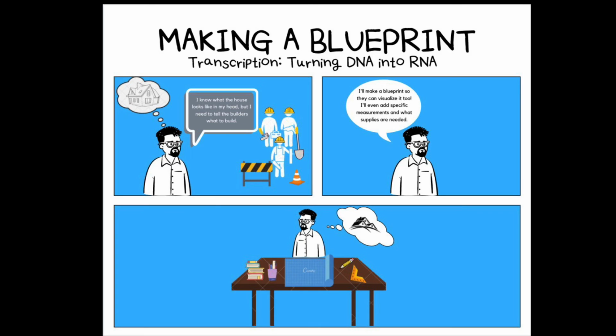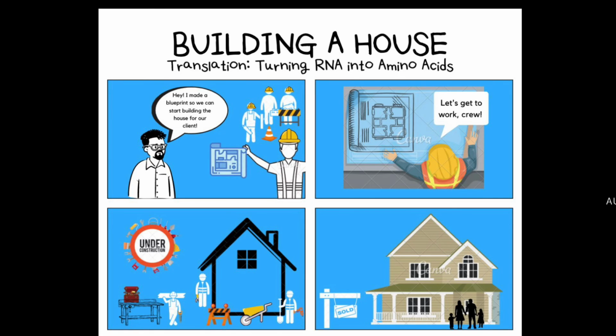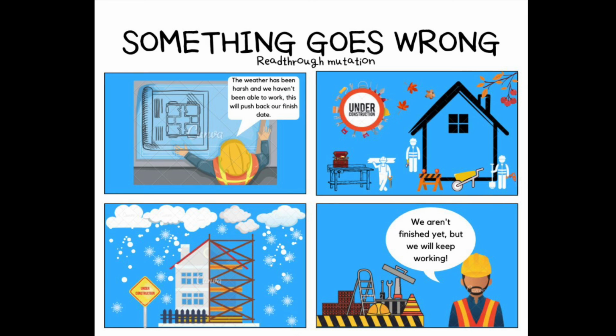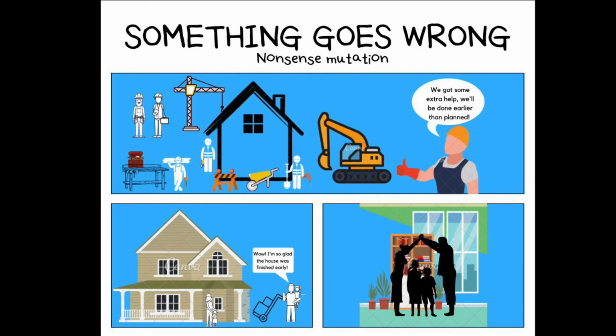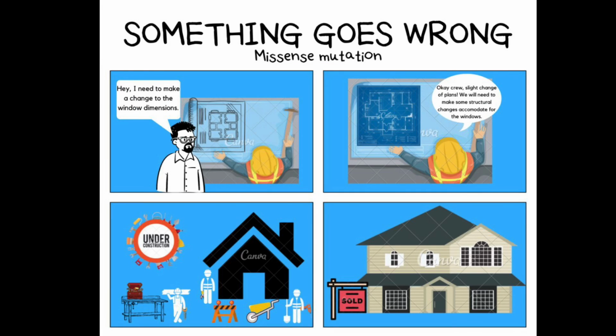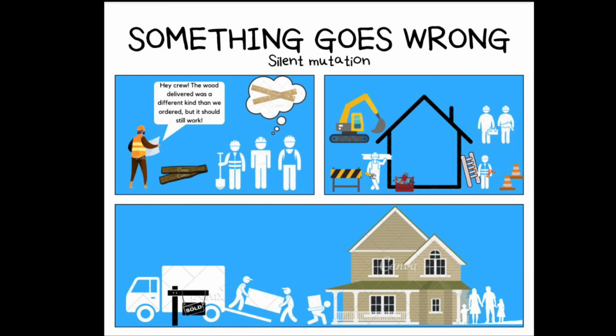So to recap, in transcription, if there's no mutations in the DNA, the blueprints will go on smoothly and the crew will be able to build the house in adequate time. If there's a read-through mutation, the time that the house needs to be built may take a little longer, but if there's a nonsense mutation, it may be a little shorter, but the house could possibly not be done correctly. In a missense mutation, the house might not look the exact same because something was changed. In a silent mutation, it's likely you won't even recognize what's being changed.